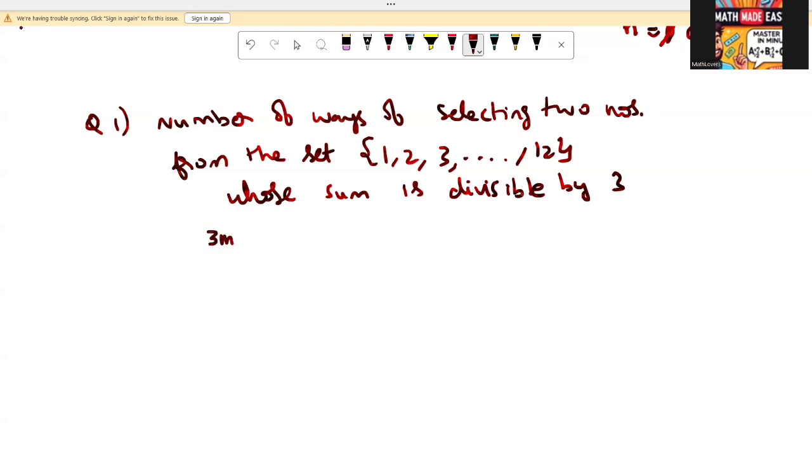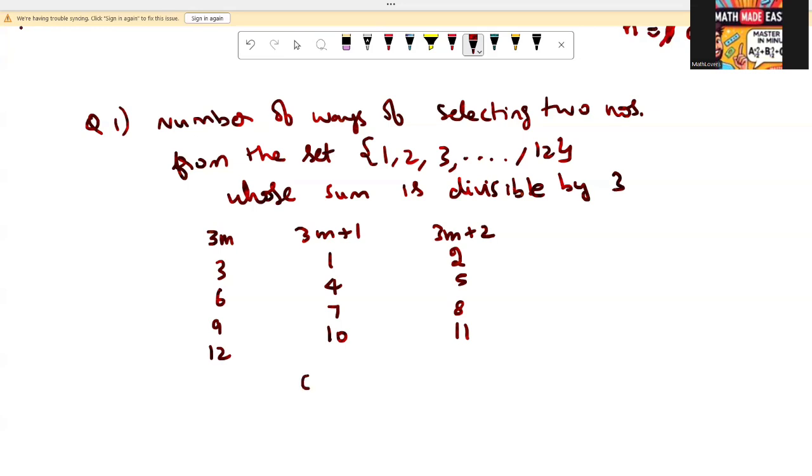One is a group of 3 multiples, where you will have 3, 6, 9, and 12. The other is a group of 3m plus 1 type, where you will find 1, 4, 7, and 10. And you'll find the other group of 3m plus 2, where you will have 2, 5, 8, and 11. So now if you pick two numbers and their sum has to be divisible by 3, there are only two ways to do this.